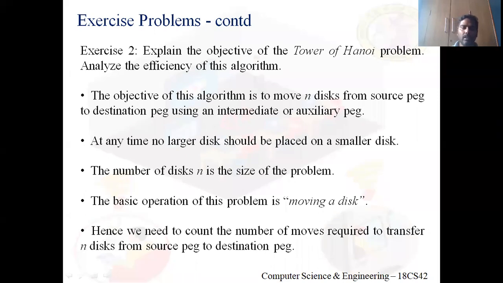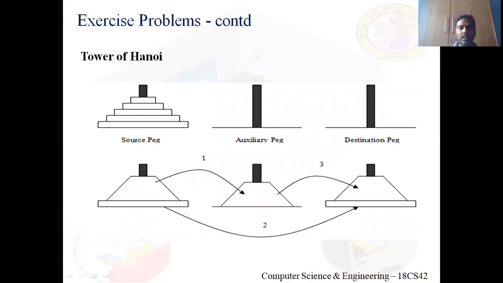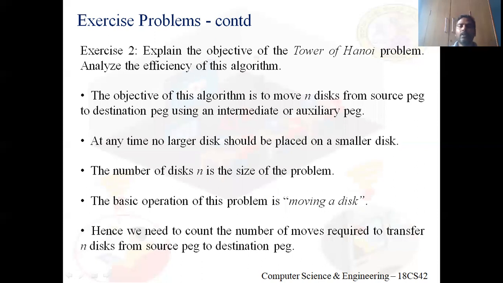I will tell you. See this figure. First, look at that figure. In the first row, there are some n disks. In this case, I'm showing just 5 disks on the source peg. The objective is that you need to move all these 5 disks to the destination peg. But at a time, you can move only one disk from any peg to another peg. Got it? Clear?